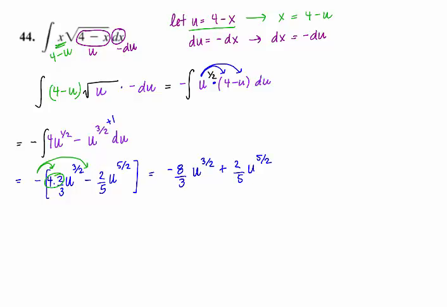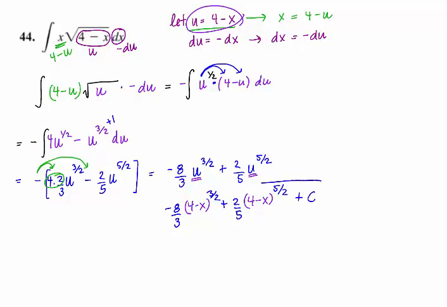But the party isn't over until we return to our original variable. So remember, we knew what u is. We're going to take that bridge again. U was 4 minus x, and substitute 4 minus x for each instance of u, and keep the rest of the stuff the same. Negative 8/3, 4 minus x to the 3/2 plus 2/5, 4 minus x to the 5/2 plus some constant c for the general antiderivative of this function.